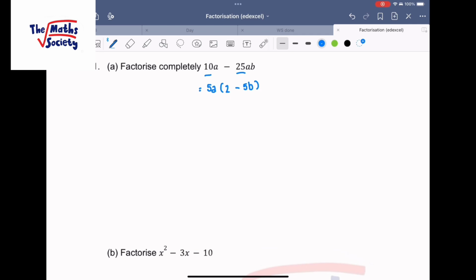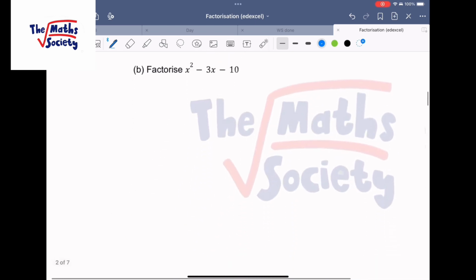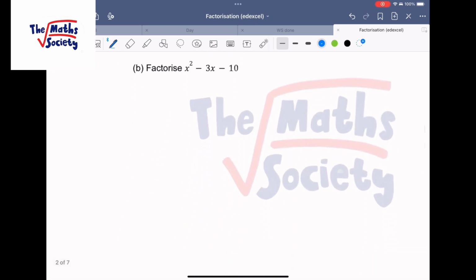And when you try to multiply them back again, you can see that 5 times them gives 10a minus 25ab, you get the same answer. So factorization basically means taking out the common terms from the question that they give. So we'll go on to number B, which says factorize x squared minus 3x minus 10.